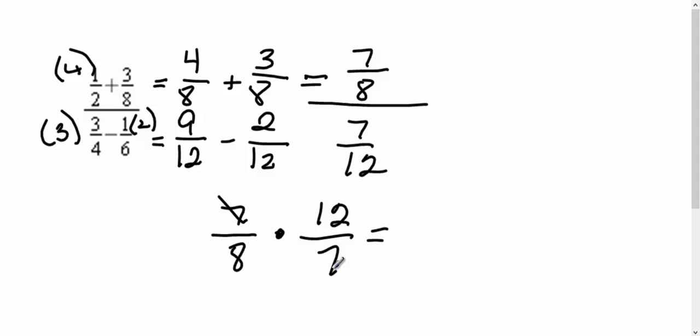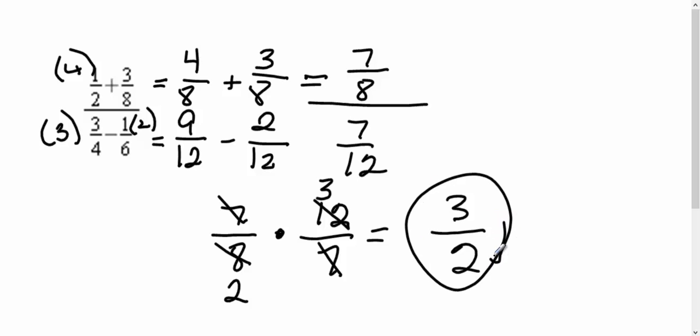I see a 7 here, 7 there, they can cancel each other out. I have an 8 and 12. 4 goes into 8 2 times. 4 goes into 12 3 times. So now I'm just left with the 3 on the top and the 2 on the bottom. So we get an answer of 3/2. Now if you weren't sure to simplify right away, you can always simplify at the end and you'll still end up with the same answer.